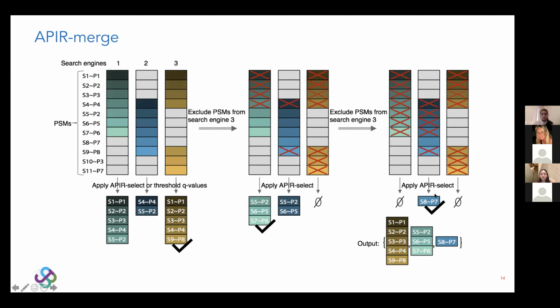This match. And the final output of APIR-merge will be the union of these 3 sets. So you can see from this workflow that APIR-merge is guaranteed to output more peptides than the most powerful individual search engine. Also, because these 3 sets are disjoint, if the FDP on each of them is controlled under a value, then their union should also have the FDP controlled under the same value. Therefore, we will have FDR control with very mild assumptions.